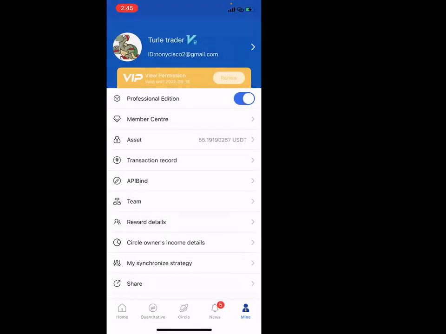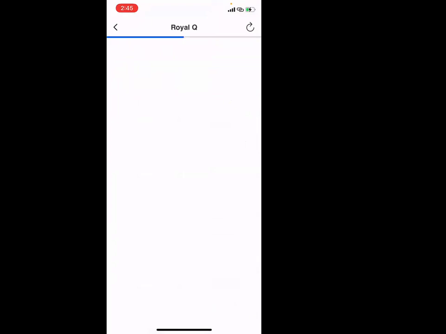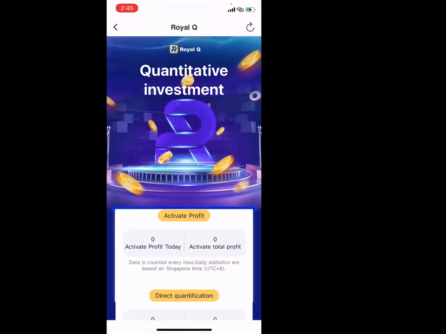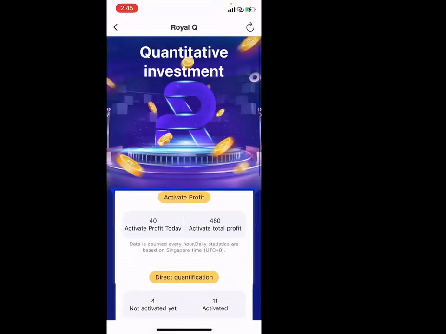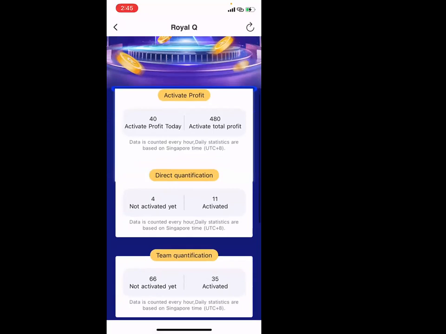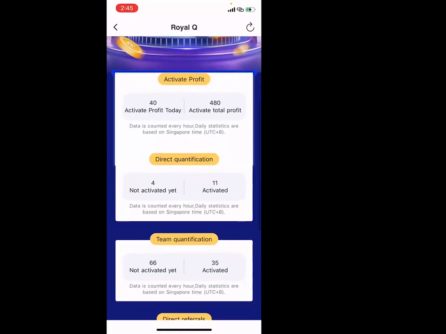Then the next one is your team. Your team has to do with the people you connected, people that use your link to activate. You can see here I've made over $480. Direct quantification means I have about 11 people that have activated directly with my link.